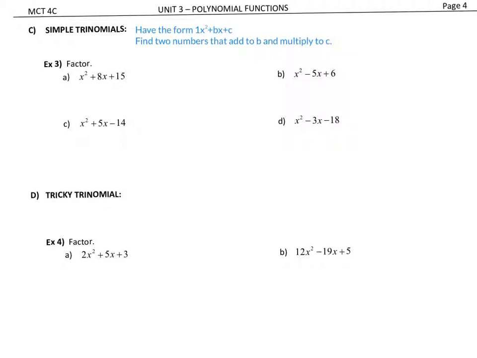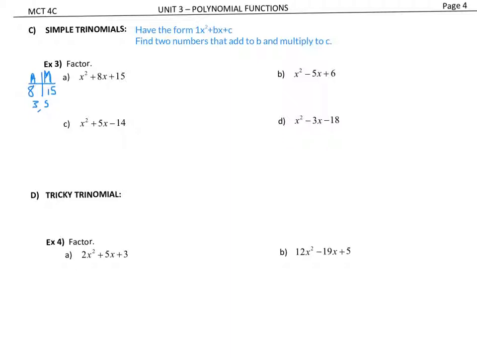So if I look at this first example, I'm looking for two numbers that are going to add to 8 and multiply to 15. So we're looking for two numbers that will add to 8 and multiply to 15. And I think 3 and 5 will do that. 3 times 5 is 15, 3 plus 5 is 8.